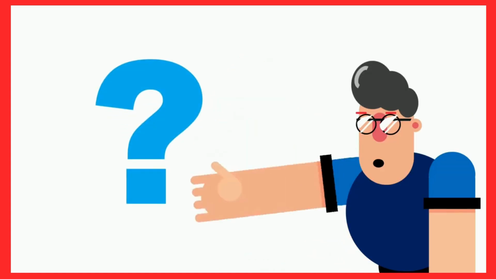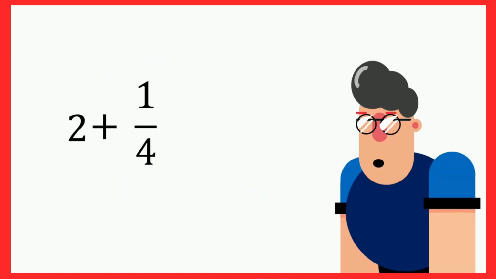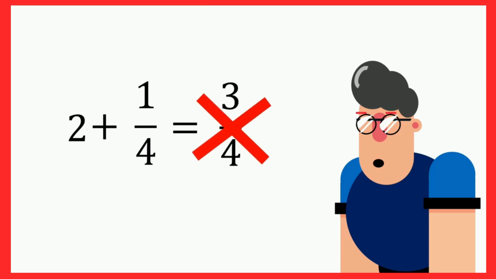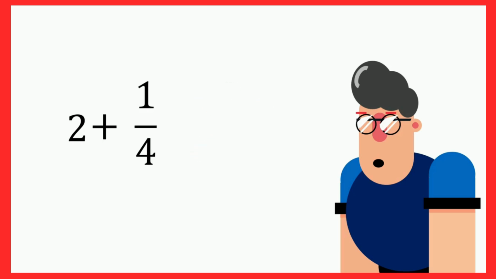Now, here's a question. What if we have to add a whole number and a fraction, such as this? What do you think is the answer? If your answer is 3/4, then you're wrong. Adding a whole number and a fraction simply means that we have to combine them. So 2 plus 1/4 is just equal to 2 and 1/4.